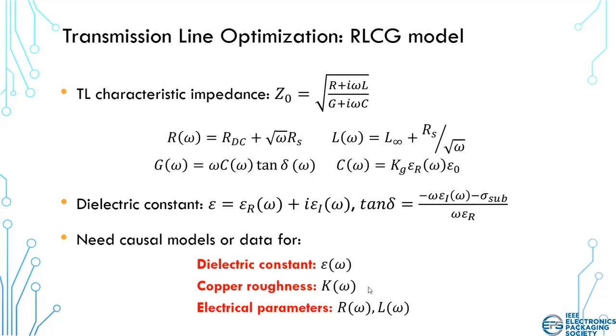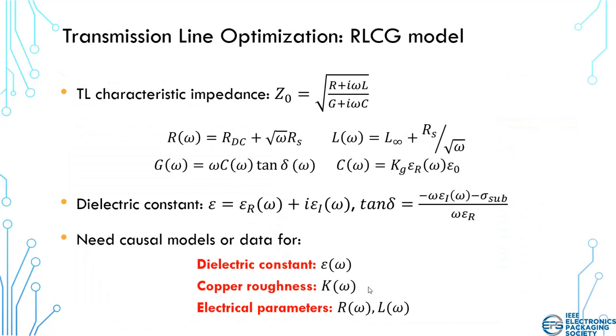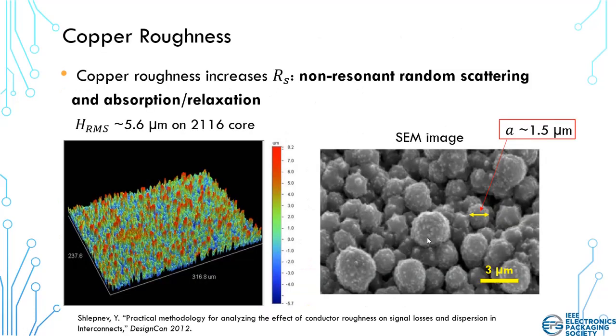So I'd like to focus on copper roughness just briefly. Copper roughness does fit into the above model, and it will fit in here with the skin resistance. Basically, the effect of copper roughness is to increase your resistive losses. And here, I've shown an AFM image. This was taken from one of Yuri Shlepnev's older DesignCon presentations.